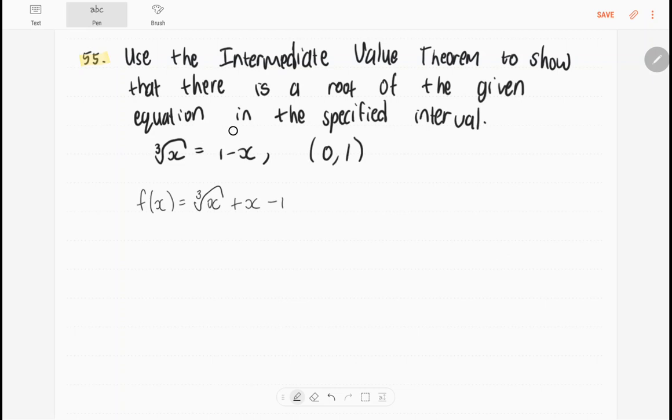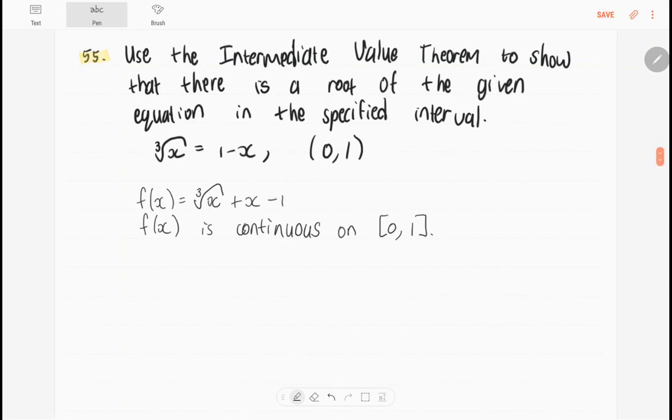The first thing I can say is f of x is definitely continuous on the closed interval from 0 to 1. In order to use the intermediate value theorem, I need to be able to say this. So f of x is continuous on the interval 0 to 1, the closed interval. And this is the case because we can substitute in any value in that interval without getting any problems. Then we know that f of 0 equals minus 1 and f of 1 equals 1.